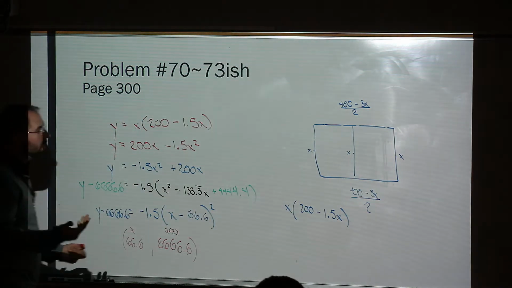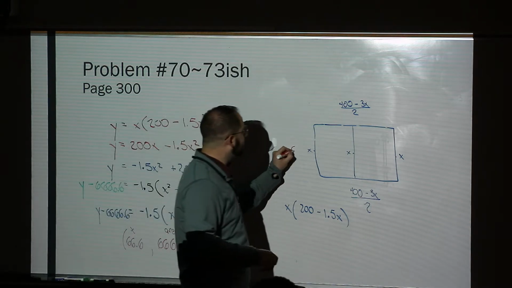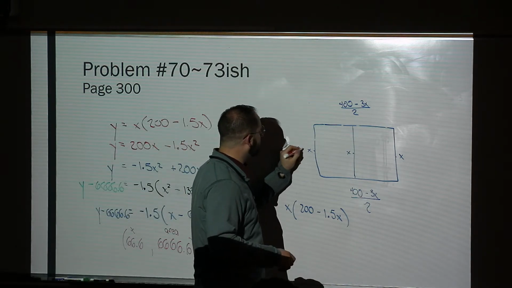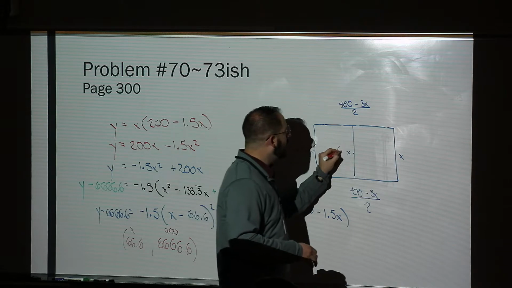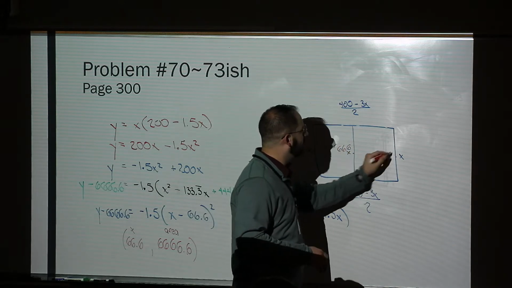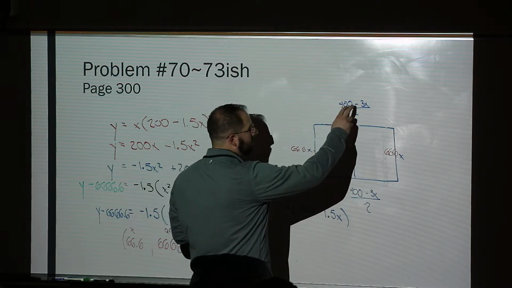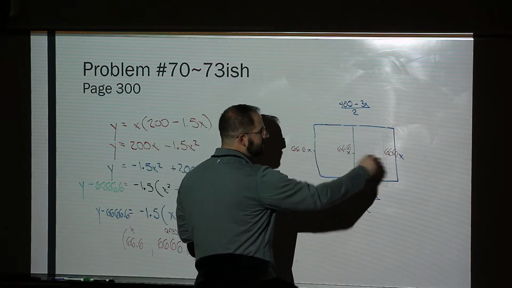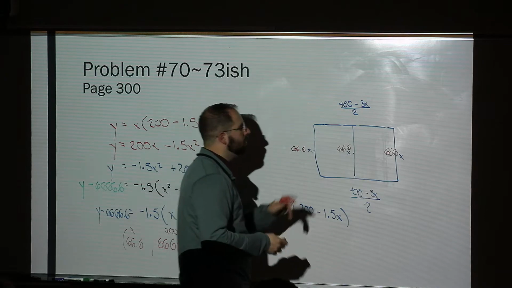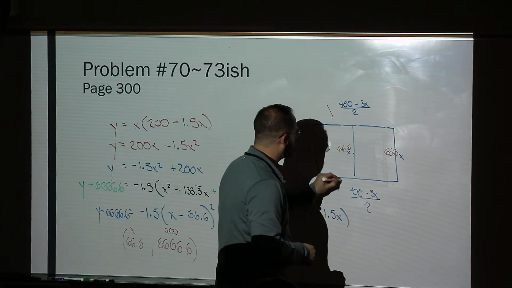But again, how do you know what's left? Well, if these are 66.6 or 66 even, you can figure out what's left. We need to subtract. You take 400 feet of fence, minus the 3 66s here, and then divide that number by 2, and that should be your top dimension.